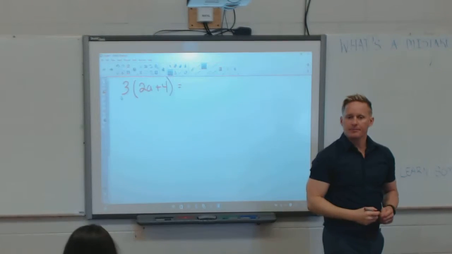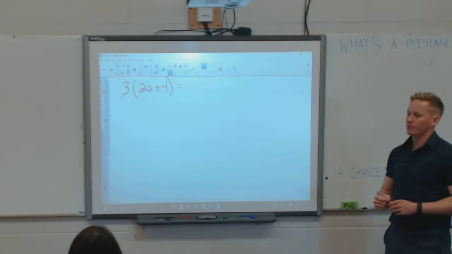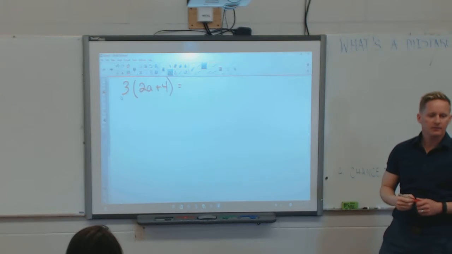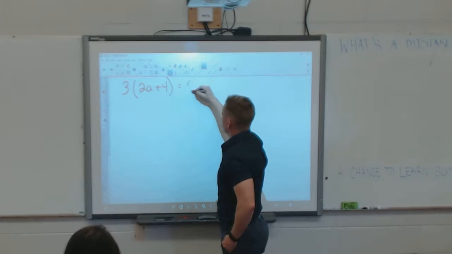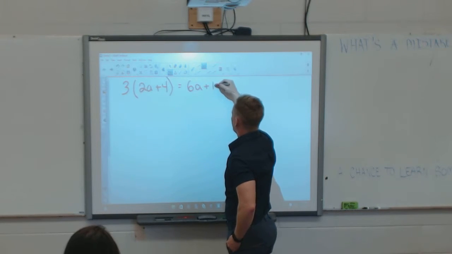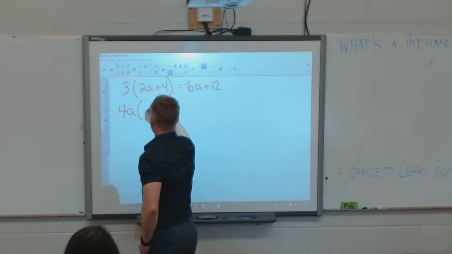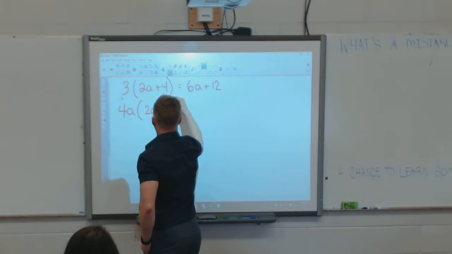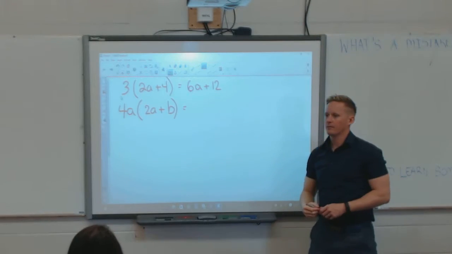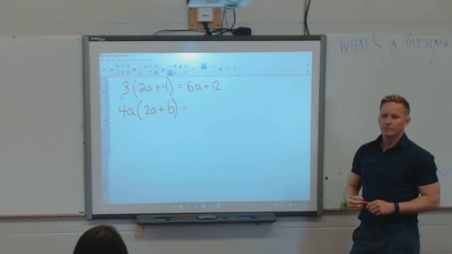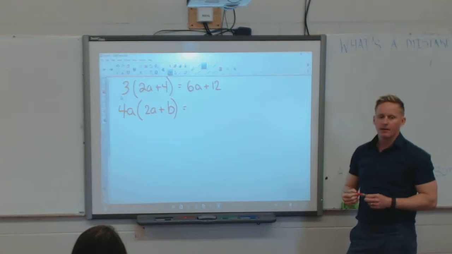Okay, if I asked you to simplify this, 3 times 2a plus 4 by getting rid of the brackets, what do I get here? Go ahead. 6a plus 12. Excellent. Okay. So I have to multiply it through the brackets again, right? Just like I did on the top one. So what am I going to get this time?